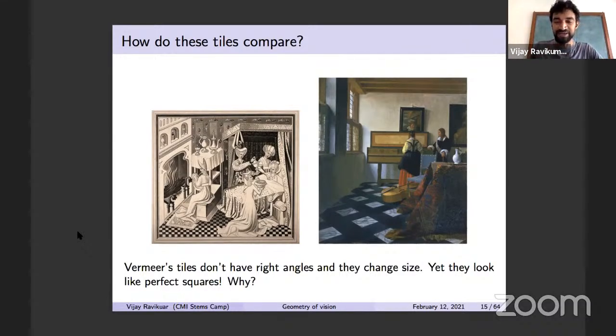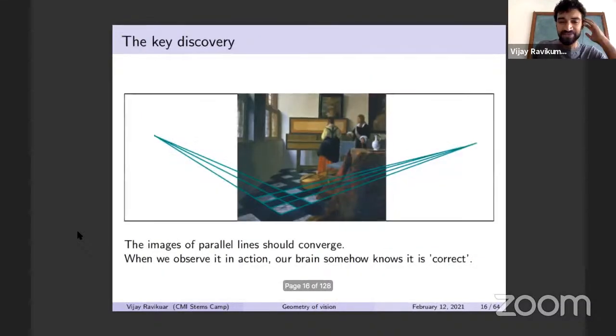I mean, we're so used to it that maybe it doesn't feel that strange, but why is it that we see this and we just recognize it as being a nice square tiling? So it's an interesting thing to ponder. Why is it that our vision just knows it? Our brain just makes sense of it.